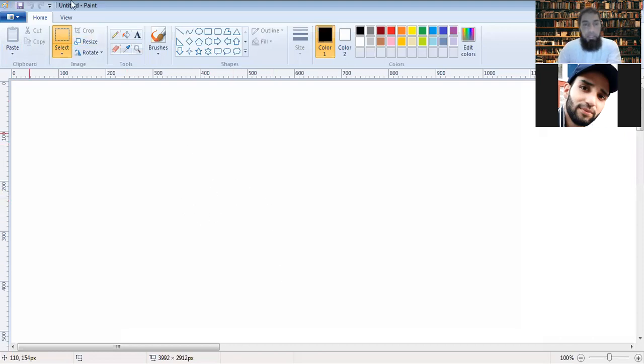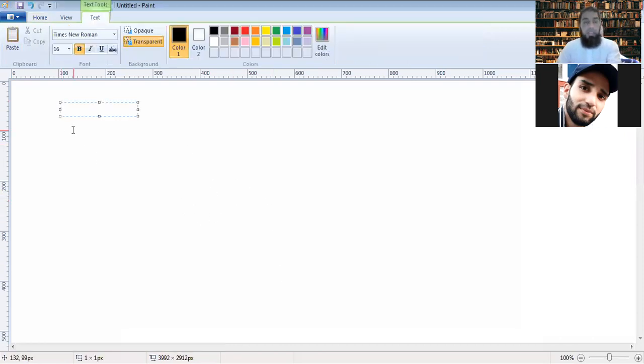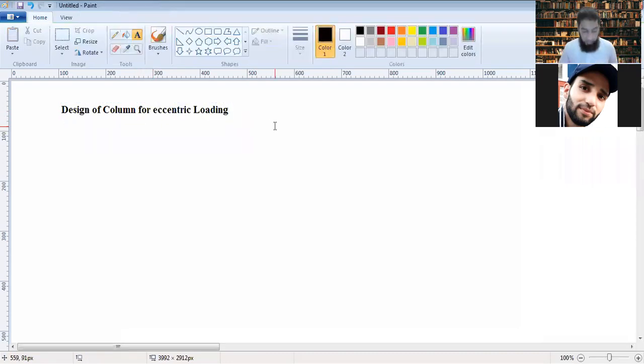So in this lecture, we are going to study the design of column for eccentric loading. We have already studied it for concentric loading. Now we are going to take it up for eccentric loading. Let's take a good example.